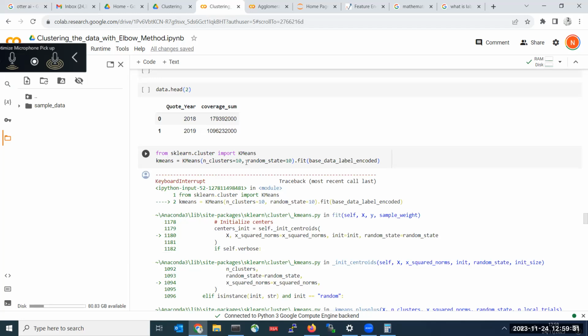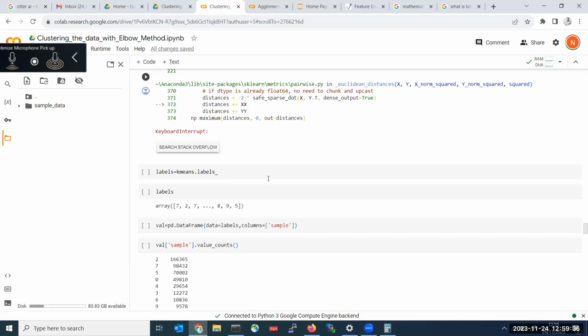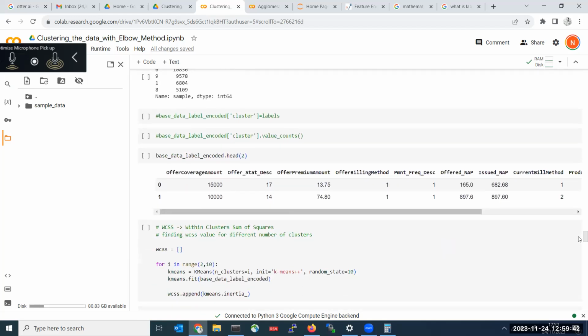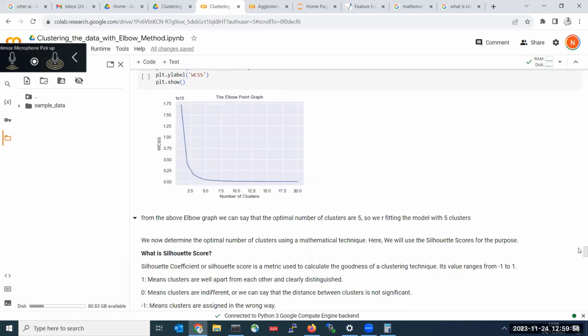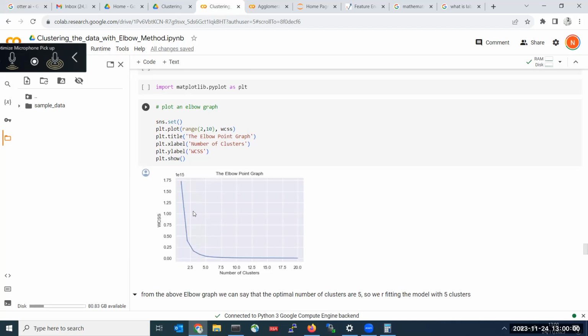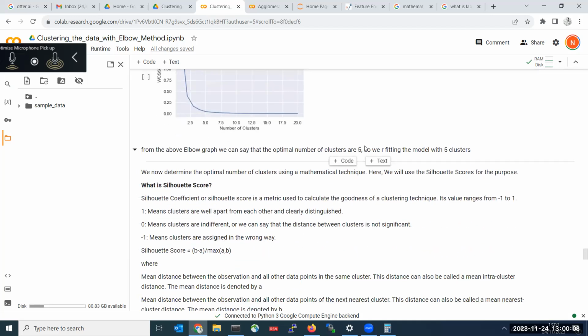Next I tried with 10 clusters. Some errors are there. Just try to fix them. I know what those errors are; I only added them. And next I told you, right? Apart from Silhouette score, there is another method to find the optimal number of clusters, which is within cluster sum of square. Don't worry, next session we will discuss this concept. Like Silhouette score, this is another method to check the optimal number of clusters. From the above graph, we can say that the optimal number of clusters is 5.